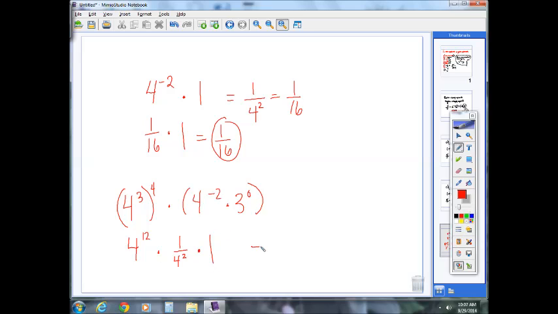So now I'm going to notice that I have 4 to the 12th times 1 is 4 to the 12th over 4 to the second power. Well, remember, when you're dividing two things with the same base, you subtract your exponents. So I don't know why I just wrote a 10. Well, I know why I wrote a 10, but I did it too fast. Okay, so you keep the base and you subtract your exponents. 12 minus 2, so it's 4 to the 10th power.